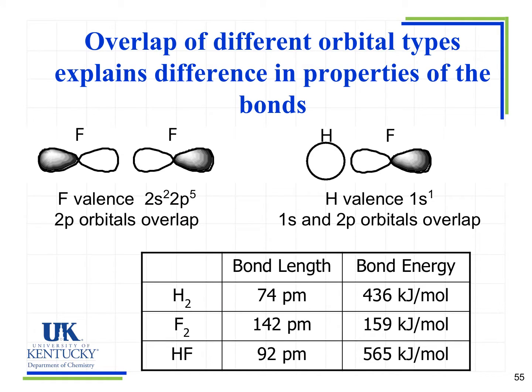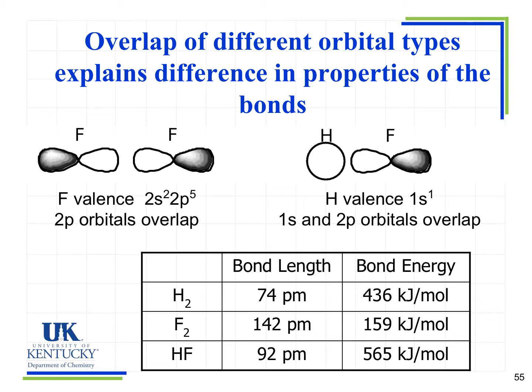But now when we look at F2 or HF, we're no longer getting the overlap between the 1s orbitals. We're getting different orbitals overlapping to form that bond. When I look at F2, for example, we're getting the overlap of the 2p orbitals, because that's where the vacancy is, and that's where fluorine needs to share an electron in order to form that bond. Same thing with HF. We have the 1s orbital of hydrogen with the 2p orbital of fluorine, and we get overlap between those two atoms as the orbitals overlap with one another.